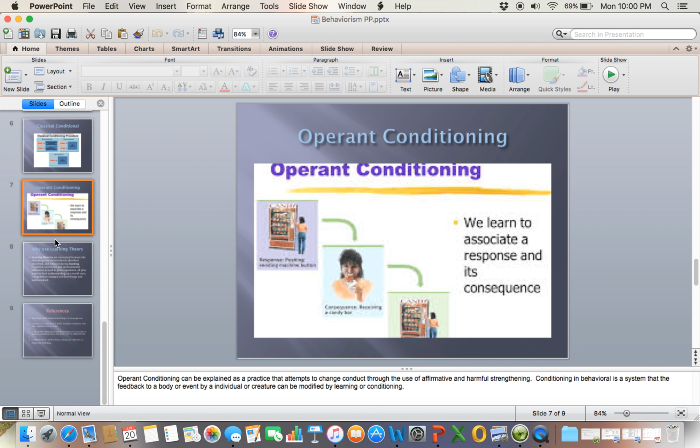Operant conditioning can be explained as a practice that attempts to change one's conduct through the use of positive and negative reinforcement. Conditioning is a behavior system in which the response to a stimulus or event by an individual or creature can be modified by learning or conditioning.